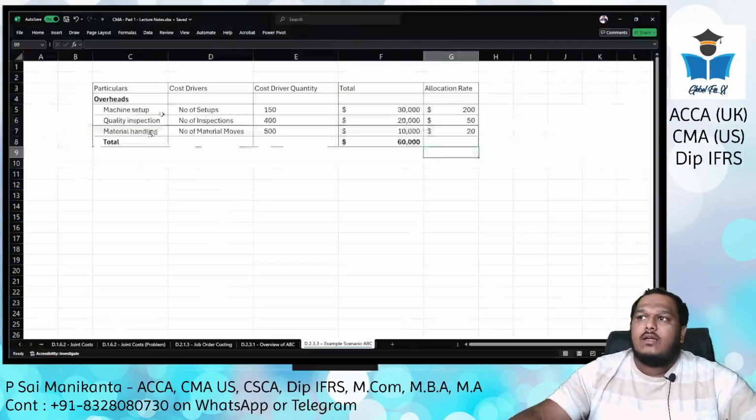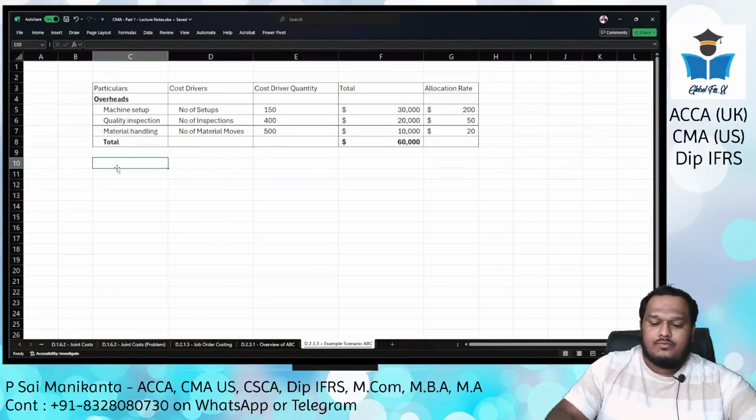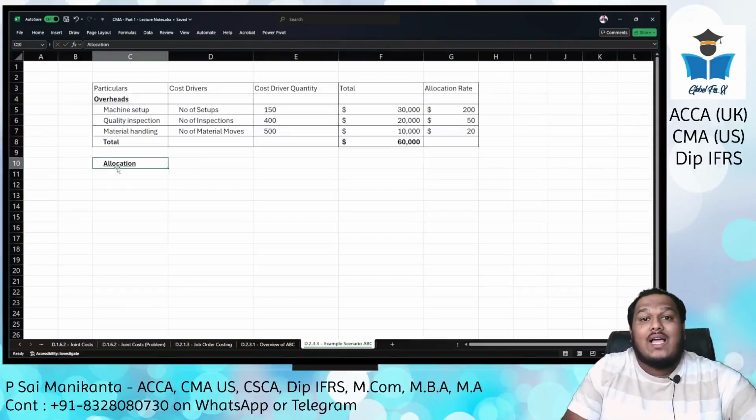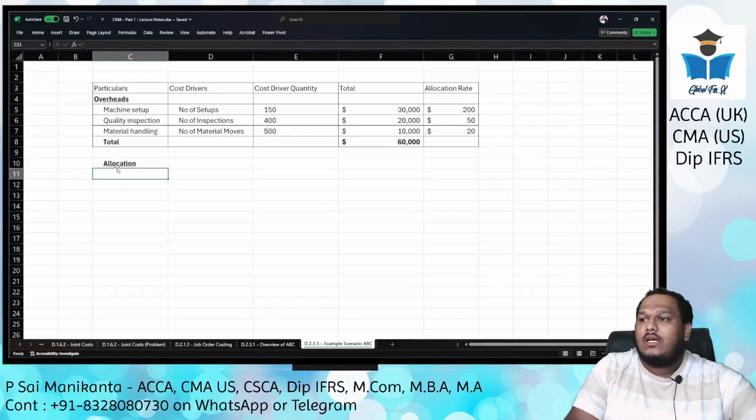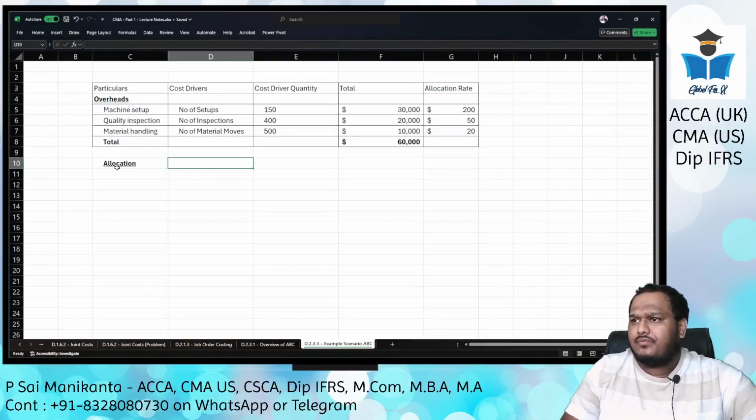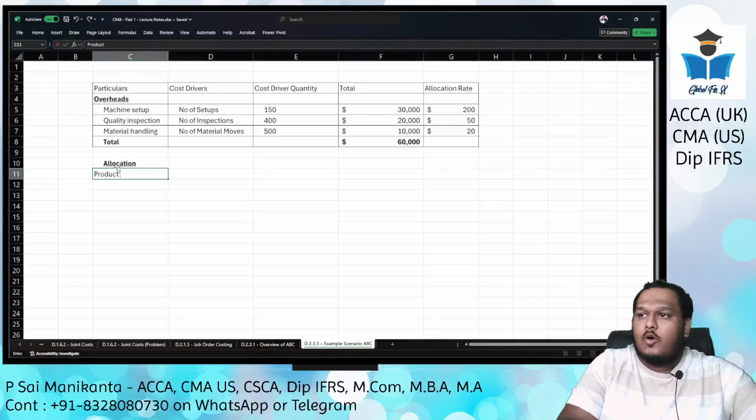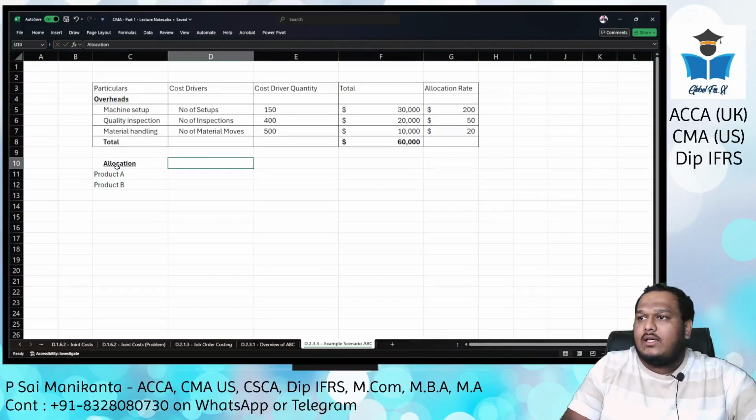Then now allocation. How do we do the allocation? On the basis of the actual units or actual time spent. So what I'll do is take product A and product B here.